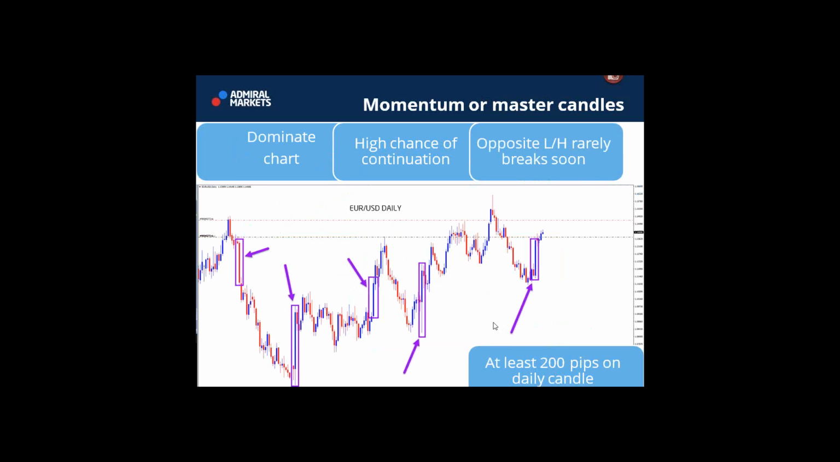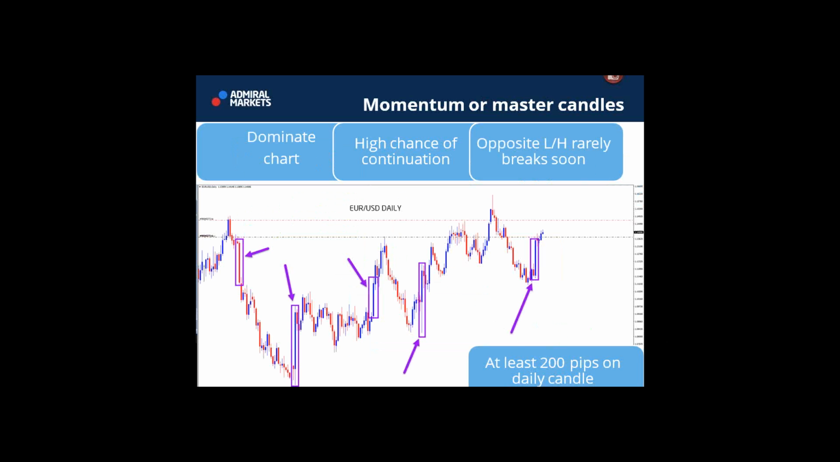All right, so let's talk about momentum candles first of all, or as Dennett calls them, master candles, right? They're dominating the charts for a while, and we got a couple of examples. I hope you can see it well, indicated by those purple boxes there and those purple arrows, 5 of them. This is the euro dollar daily chart, and these 5 candles all are good sized. All of them are at least more than 200 pips, which can also vary per pair, by the way.